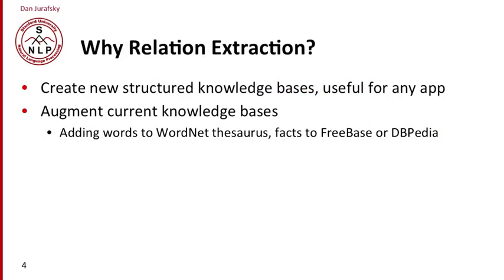Relation extraction is important for all sorts of applications. Anytime we need some kind of structured knowledge, and the knowledge originally is in the form of text, it's easier for an application to get that knowledge from a structured database. So we'd like to extract these textual facts into structured form. And that could be new structured databases, or we could be adding words to current databases like the WordNet Thesaurus that we'll talk about later, or Freebase or DBpedia that we'll talk about later today.